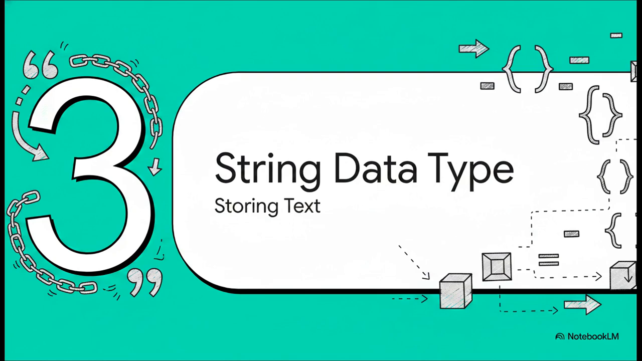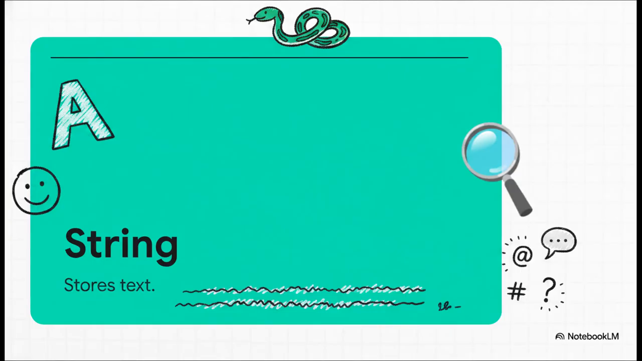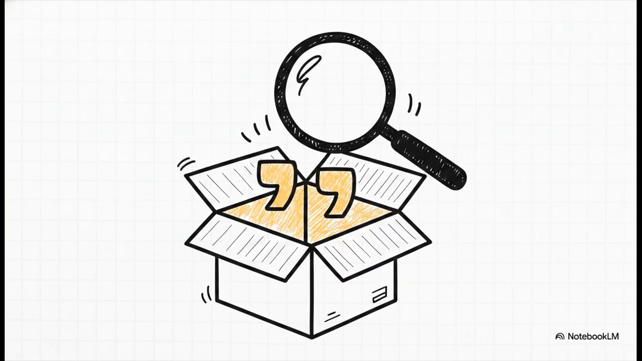Which brings us to Section 3, the string data type. So what's a string? A string is simply a data type that stores text. That's it. Whether it's just a single letter, your full name, or literally an entire paragraph, if it is text-based information, Python handles it as a string. Let's jump back into VS Code. We type name equals Python. Did you catch those quotation marks? That is the universal signal to Python that it's dealing with a string.